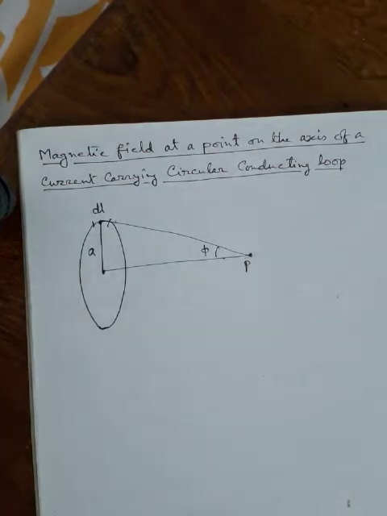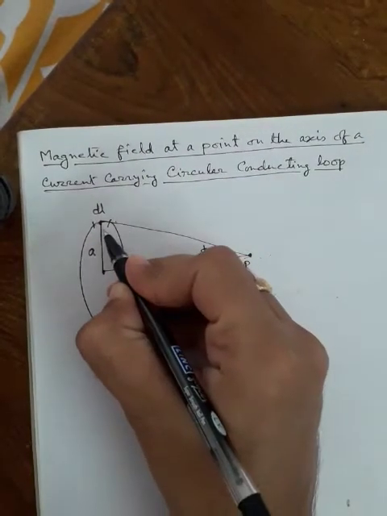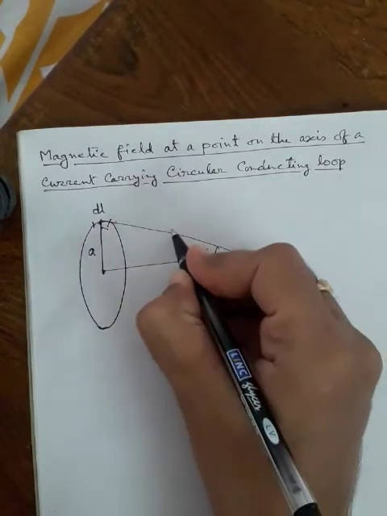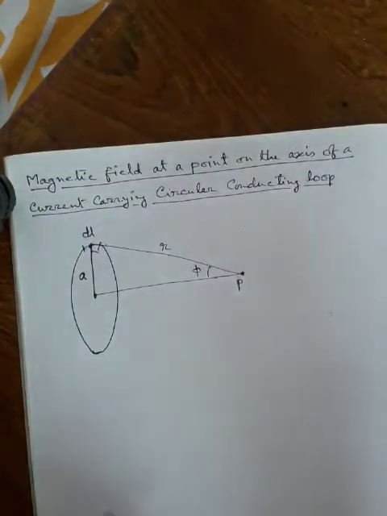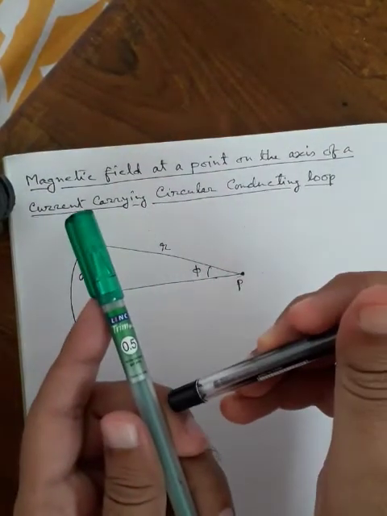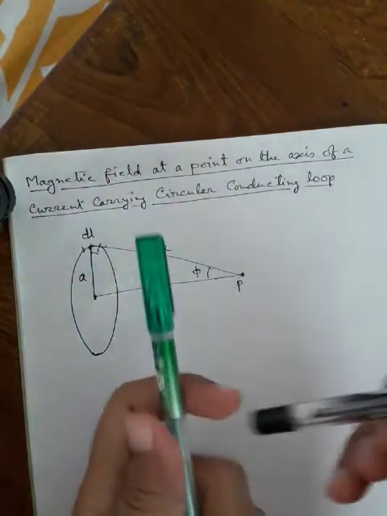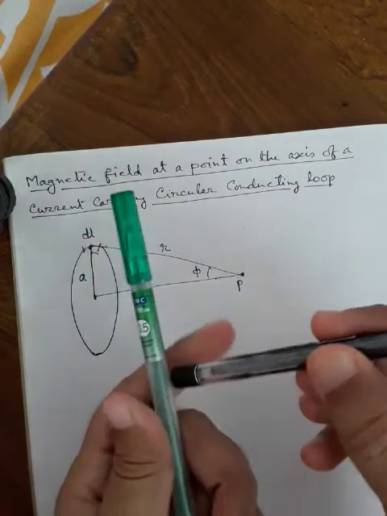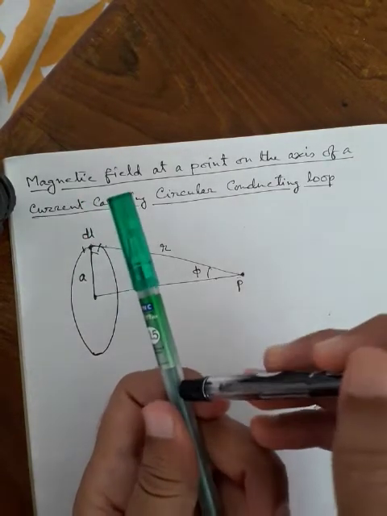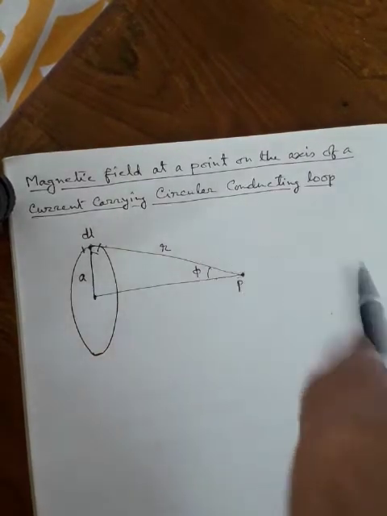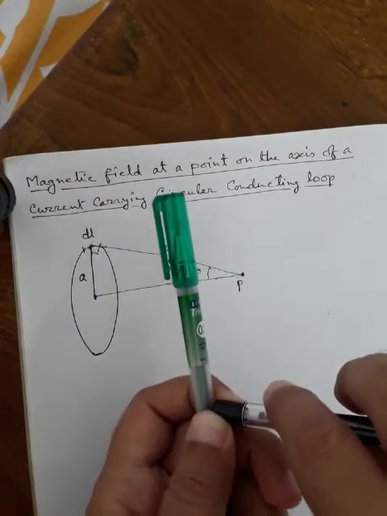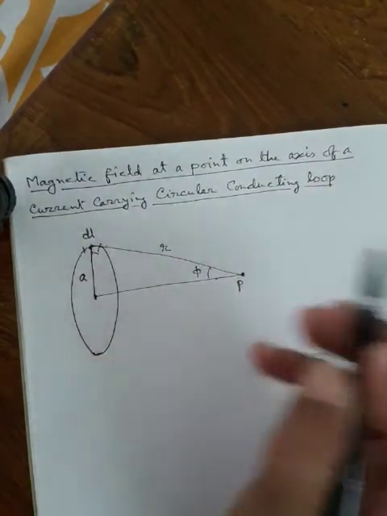Now we have to understand the angle between this dl and this straight line of suppose length r is actually 90 degree. How? Look at these two pens. Suppose this pen is dl and this pen is this straight line, and in such a manner the angle between these two pens is always 90 degree. If I rotate this black pen in any direction with this green pen, then always the angle between these two pens is 90 degree. So the angle between dl and r is always 90 degree.